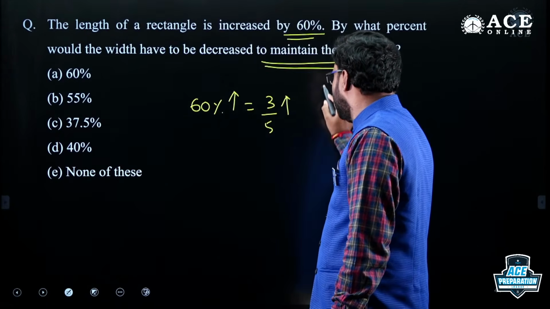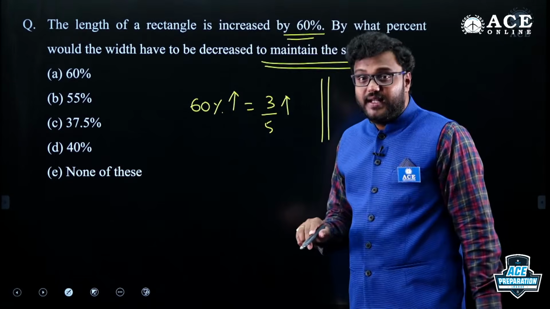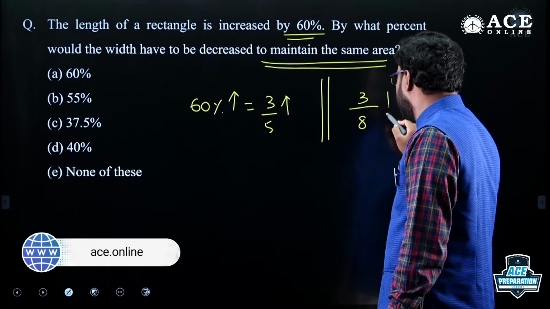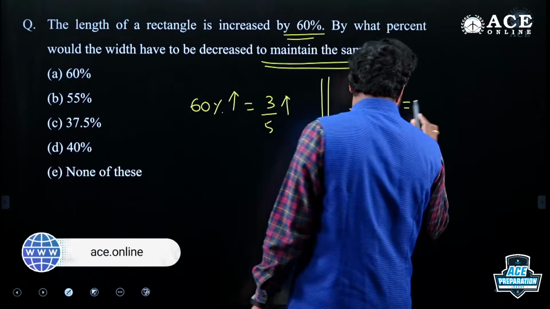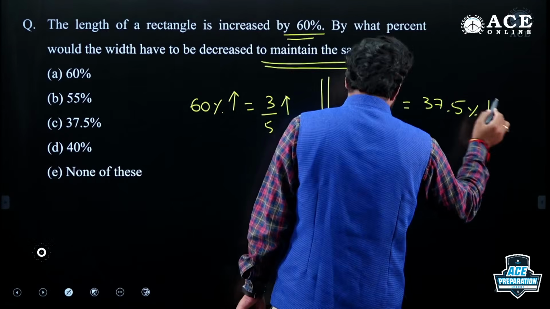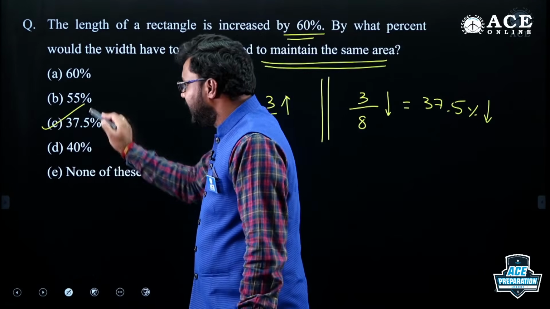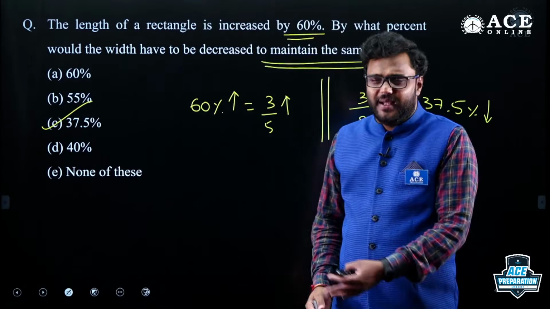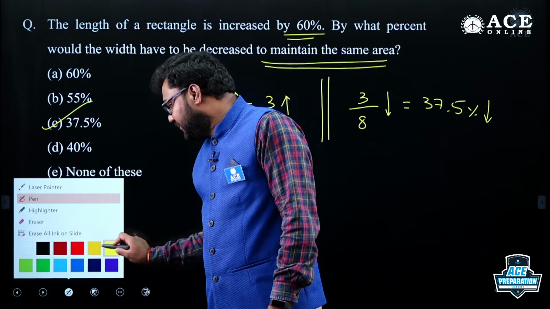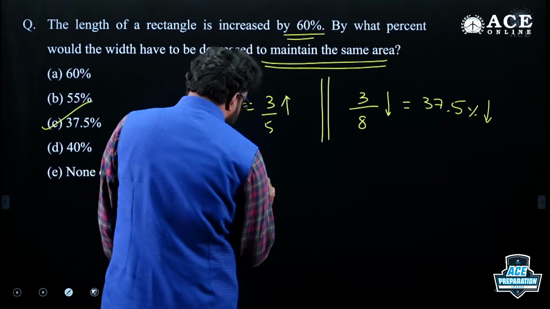When this is increasing, the decrease should be A by A plus B, that is 3 by 3 plus 5, which is 3 by 8 decrease. 3 by 8 in terms of percentage is 37.5% decrease. This is one way. If you didn't understand the A by B or A by A plus B method, then you can assume the area is 100.